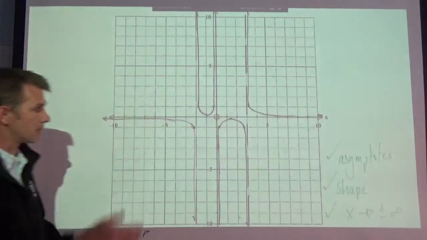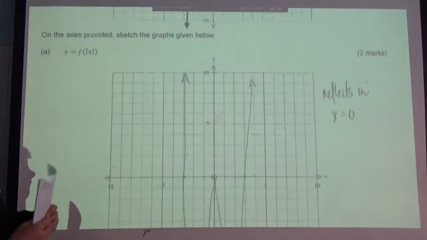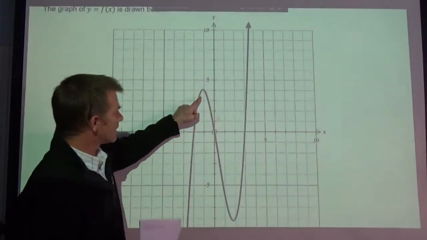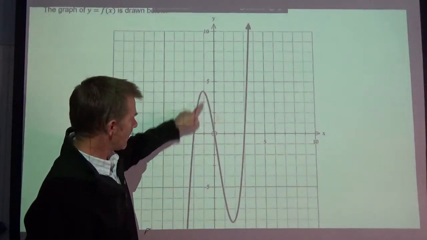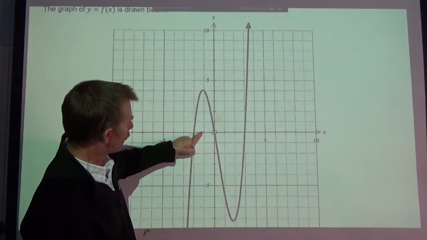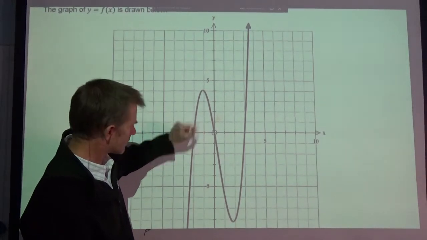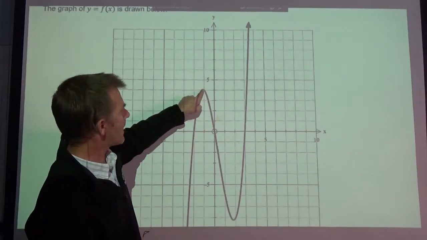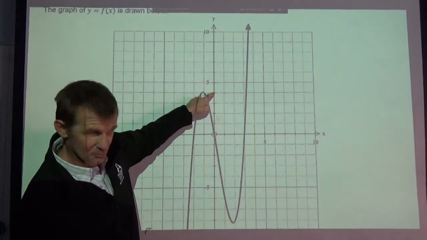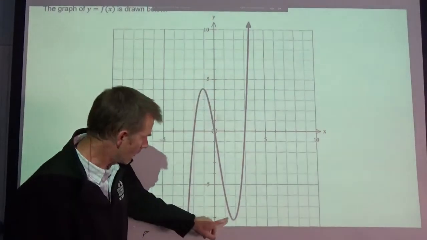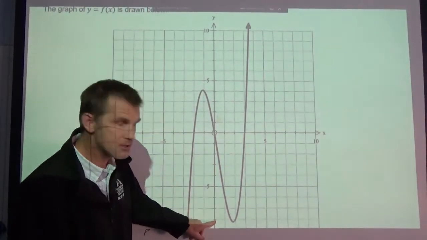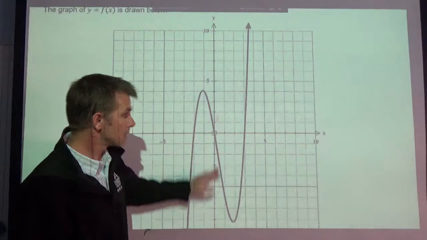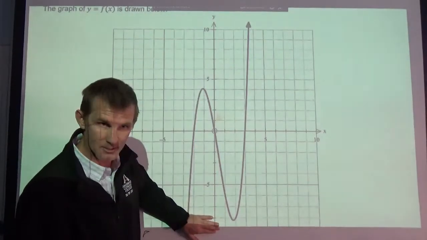Can you scroll up to the original for me? So on the original, note this. This turning point happens a little before 1, a minus 1. Don't get too worried about that. But it happens at about 4, a smidge more than 4. Hold that in your head. This one happens a smidge after 8. So it's a smidge after 4 and a smidge after 8.